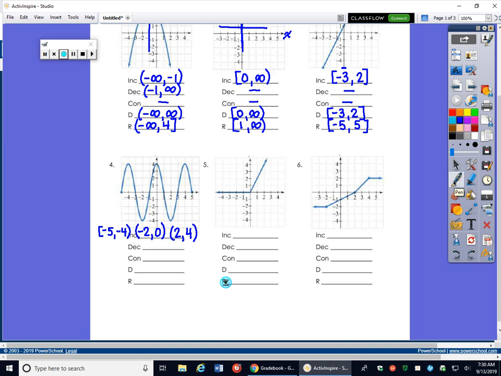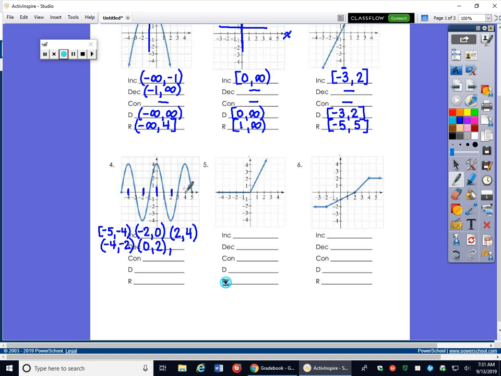Okay, so decreasing, it starts right here, and it goes to here. This whole area in between is decreasing, so that's negative 4. It's a change of direction, so use parentheses. To negative 2, change of direction. And then again from here to here, it's decreasing. So that's from 0 to 2. Again, use parentheses because those are both changes of direction.